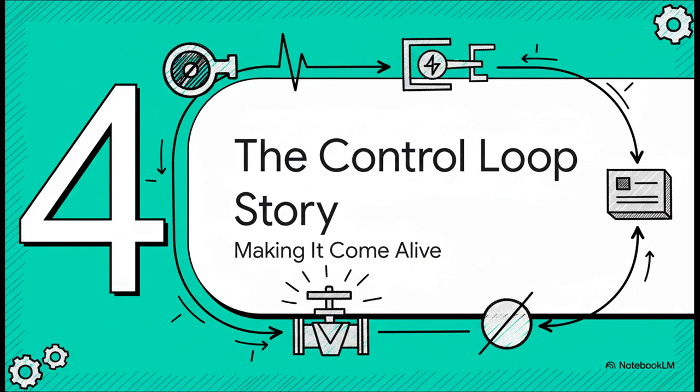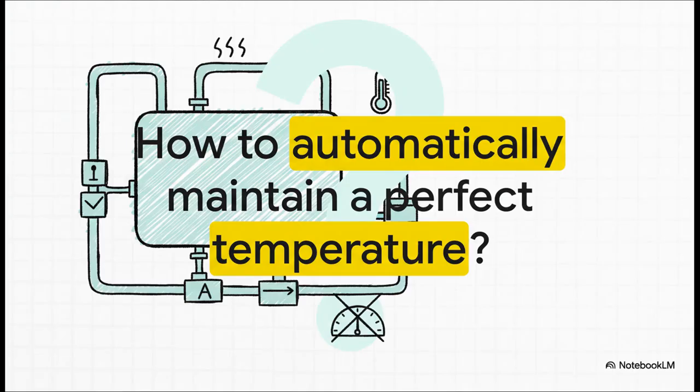So we've got the symbols, and we've got the codes. But the real magic of a P&ID is watching how all these static parts work together. The diagram isn't just a list of parts, it tells a dynamic story. And the most important story it tells is about the control loop. This is what makes the blueprint come alive. To really get this, let's look at a super common, practical example.